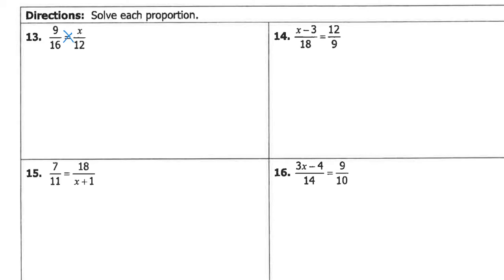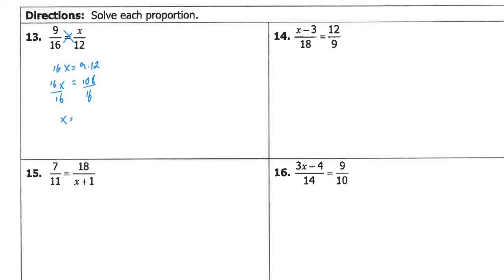9 times 12 is going to give you 108. And 16x is just 16x. So we have, doesn't matter which one you write first, but 16x, I'm going to write out the 9 times 12 to show you where it came from, but then that's going to equal 108. And to solve it for x, divide by 16, which does not divide evenly. If you divide it, you'll get 6.75.